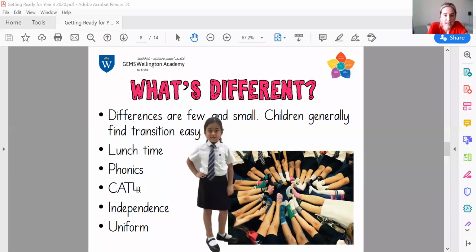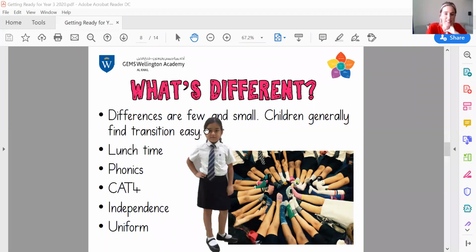We do a really nice assessment at the beginning of the year called a Cat 4 assessment. You'll hear more about that next year, but it's actually really nice because it tells you what type of learner your child is. So you'll find out whether they're a spatial learner or a mathematical learner or a visual learner. So it helps us to be able to tailor the learning more specifically to how the children learn best.